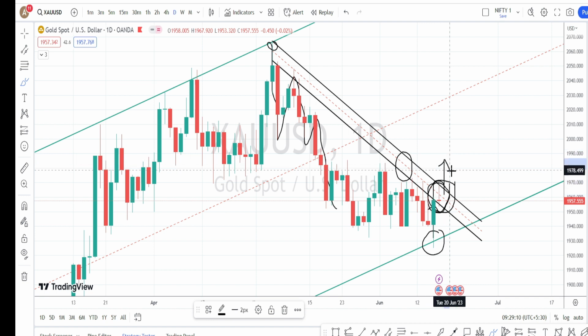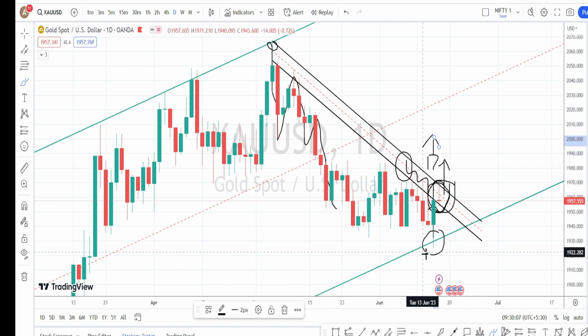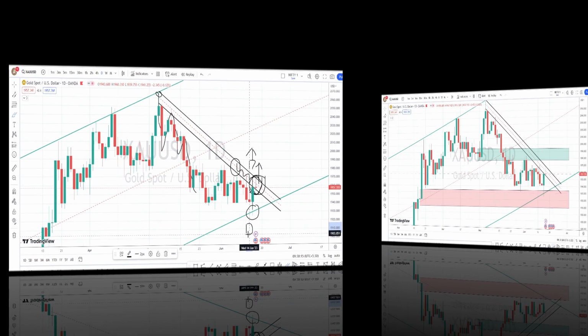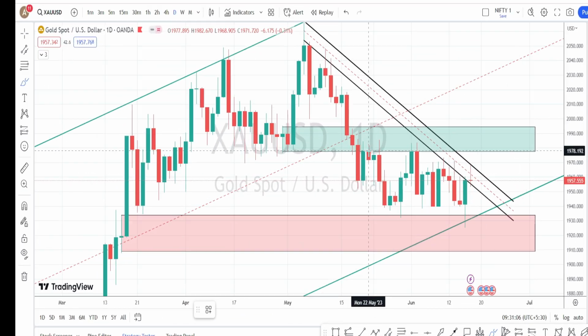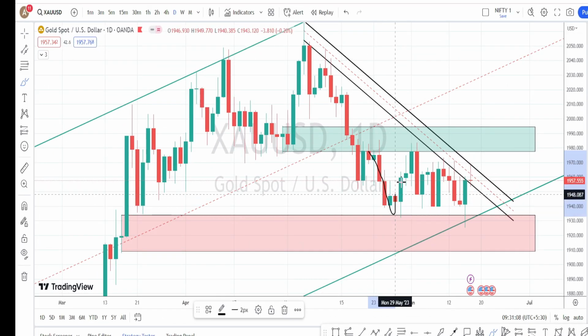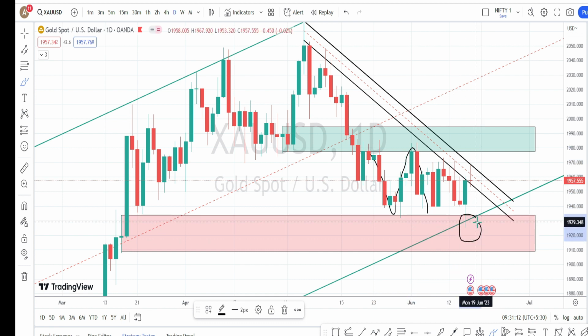Any candles closing above this resistance line, we can expect the trend reversal to start in daily time frame, and any candles below this previous low, which is going to be around 1925, we can expect the bearish side trend to continue in daily time frame. For now, we are noticing a range bound market to continue in daily time frame. It has not made new lows or it has not made new highs.